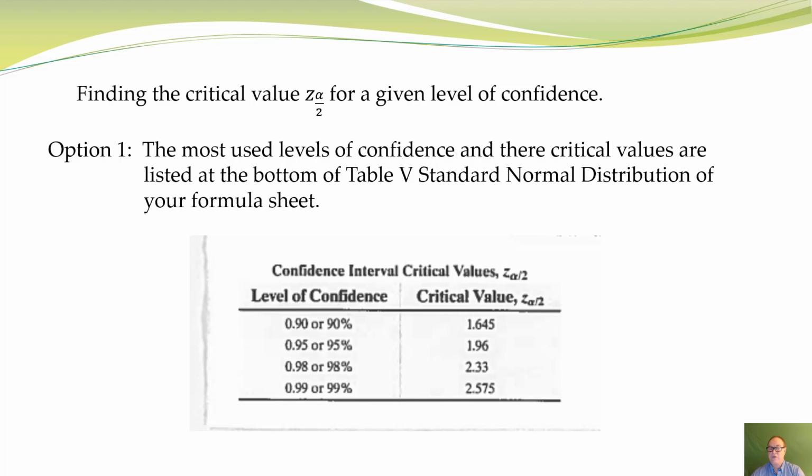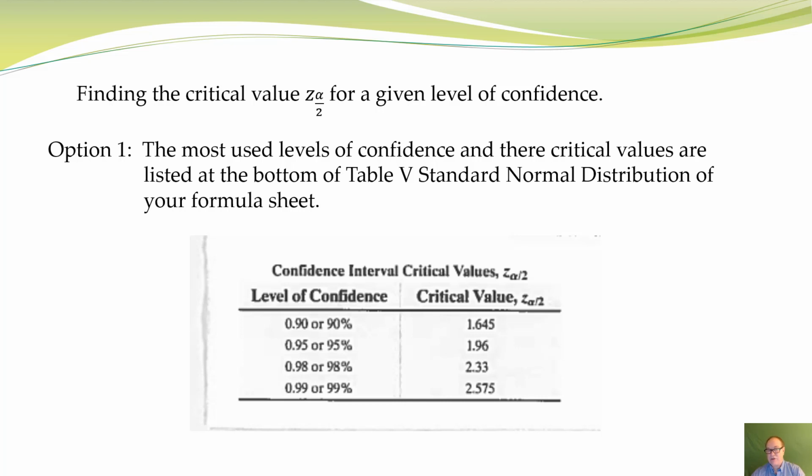It says confidence interval critical value, Z sub alpha divided by 2. You have the level of confidence on the left. So they do 90%, 95%, 98%, 99%. And they give you the critical values: 1.645, 1.96, 2.33, 2.575. So this table gives you the critical values for the most used levels of confidence.